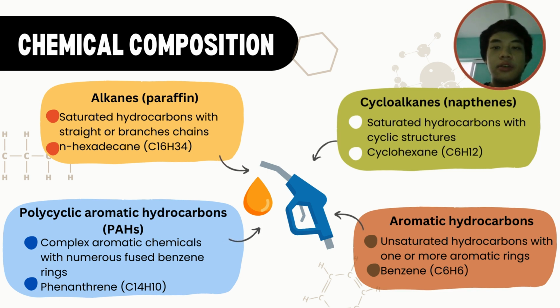Next is cycloalkane, also known as naphthene. Cycloalkane is a saturated hydrocarbon with a cyclic structure. One of the examples is cyclohexane.